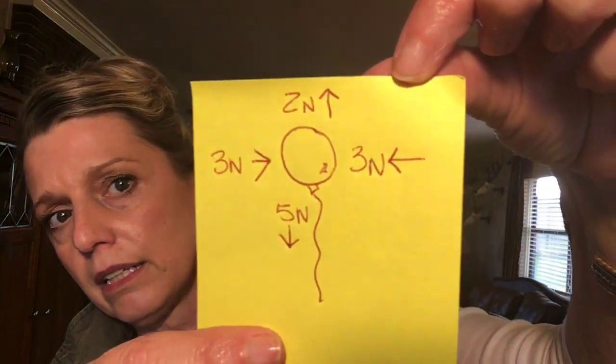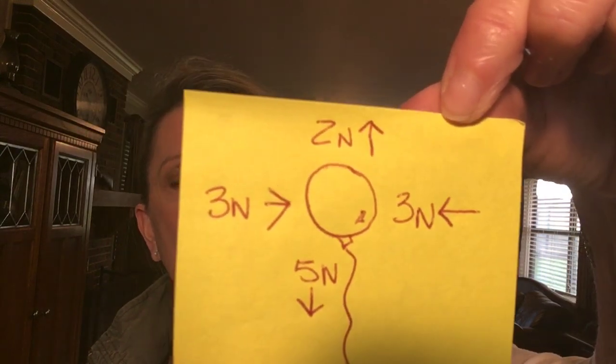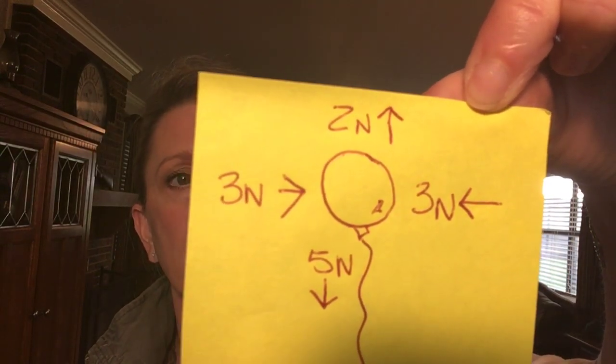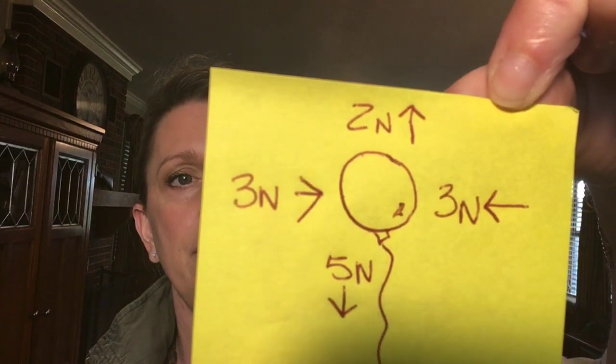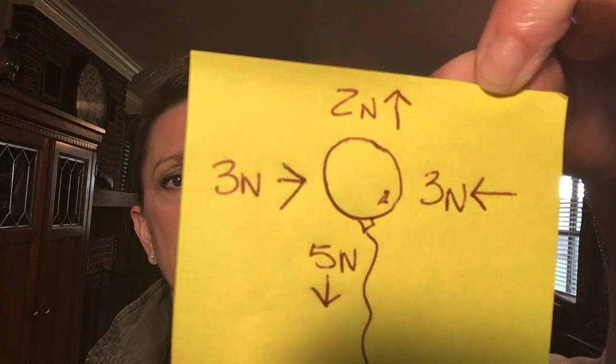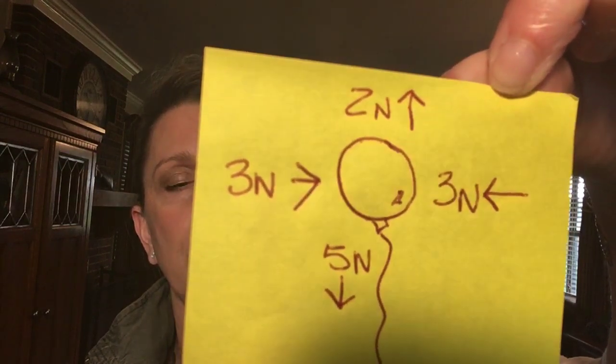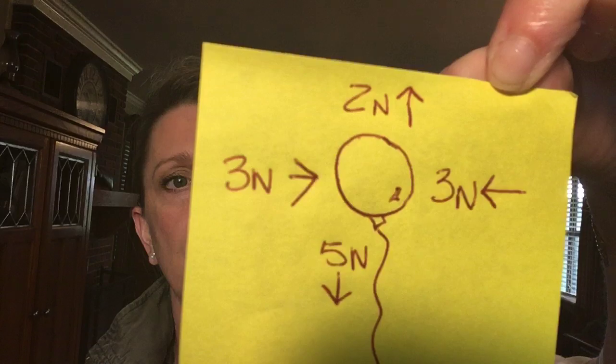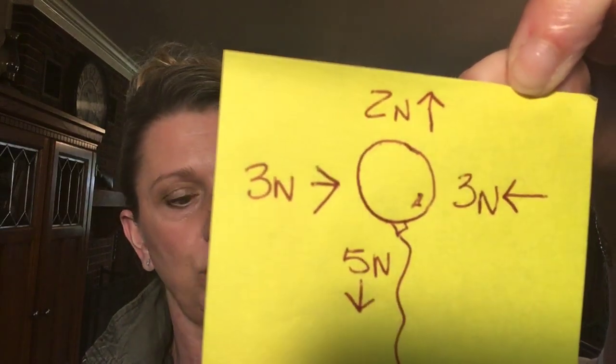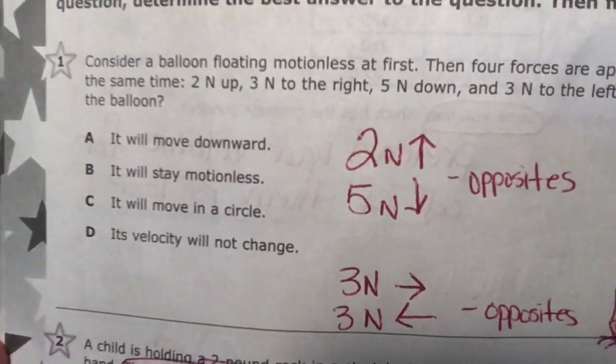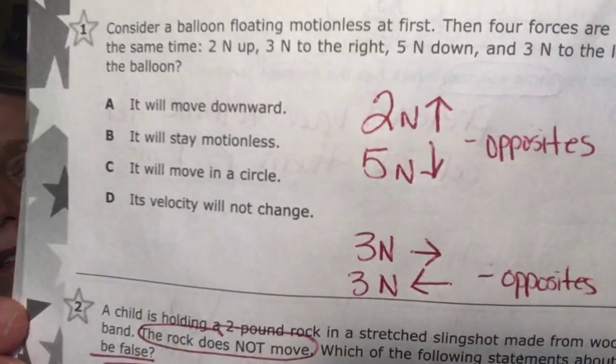And so number one is talking about a balloon. So the balloon says there's 2 newtons of net force up and 5 down. And then from right to left, you've got 3 newtons each to the right and to the left. So those 3 newtons on either side are going to cancel each other out. So it's going to ask you basically which way the balloon is moving. So again, opposites, you're going to subtract. And the other two are going to cancel each other out.